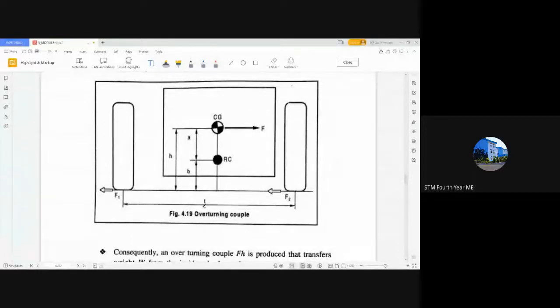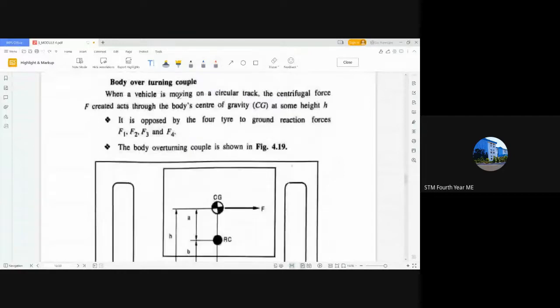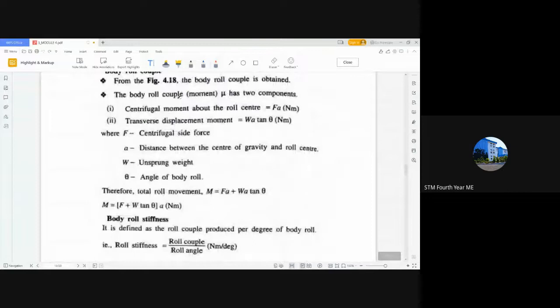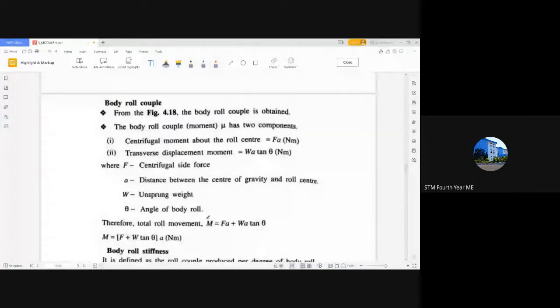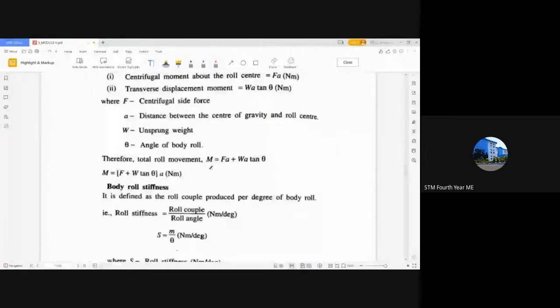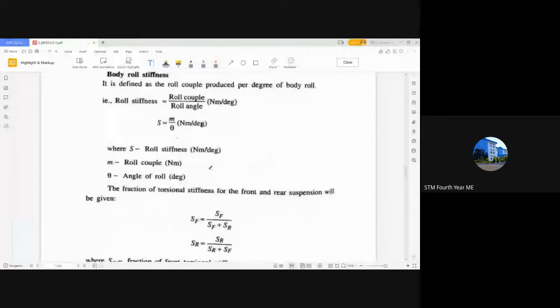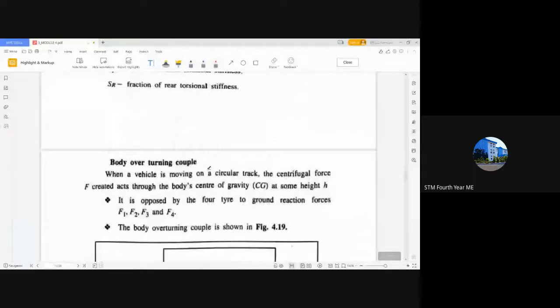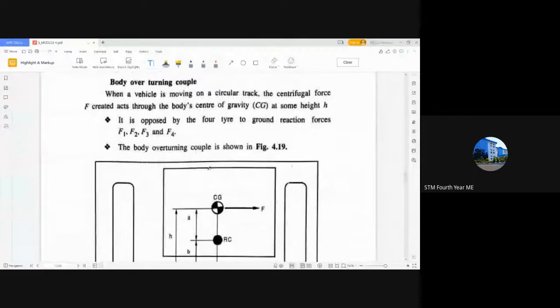So the next is overturning couple. We had studied about body roll couple, wherein the moment is occurring, the moment through which the overturning occurs. There are basically two types of moments: one is the centrifugal moment, another is the displacement moment. Based on that moment, there will be an overturning couple.